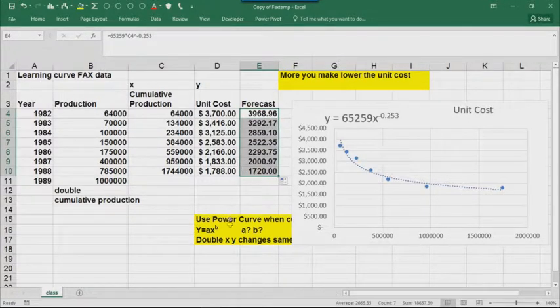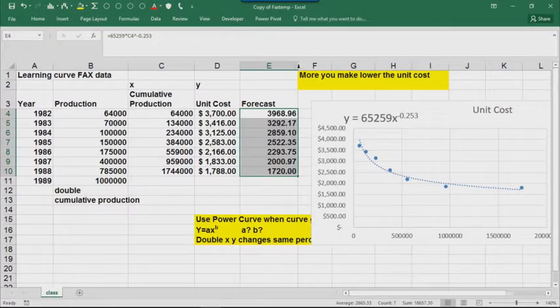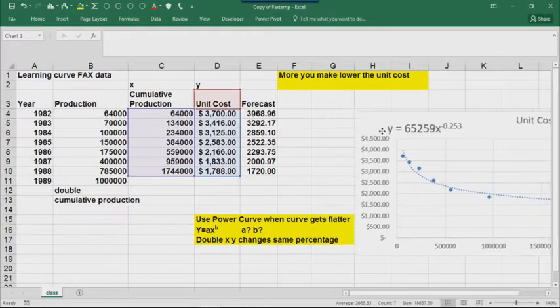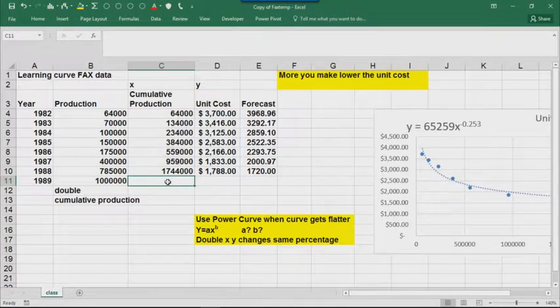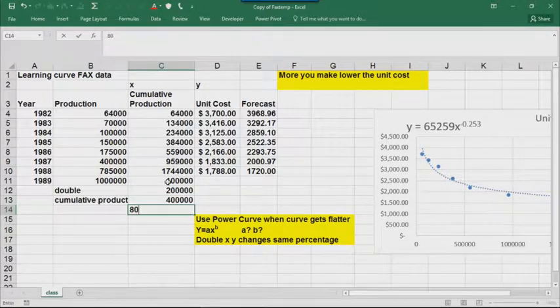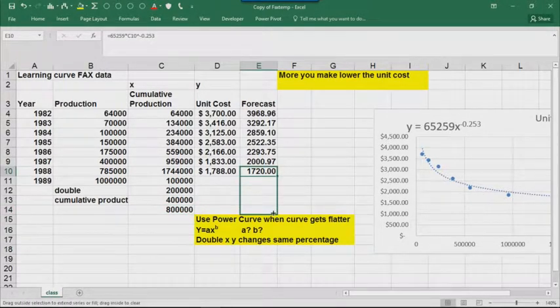Now, what about that learning curve percentage, or the property that whenever you double X, Y changes by the same percentage? Well, let's take some examples of X. So let's suppose we go from 100,000 to 200,000, which is double 100,000, to 400,000. And I guess we could go to 800,000. So every time we're doubling cumulative production. And I'll show you the predicted cost drops the same percentage. Just copy the prediction down.